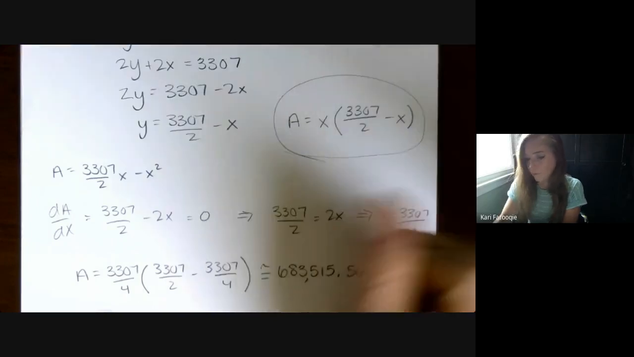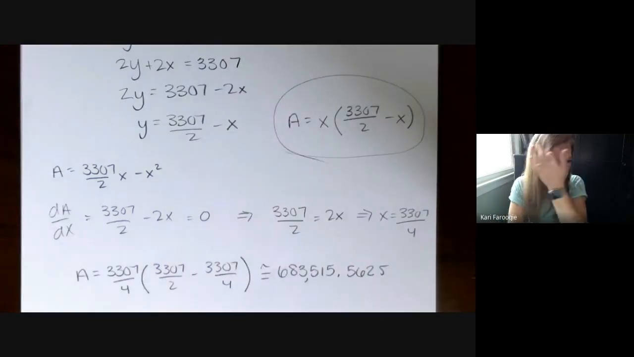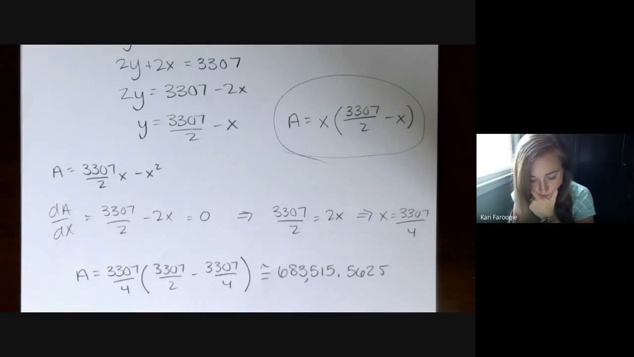Oh, it does say to round to 4 decimal places. Okay, well, that's what my calculator gave me. So I don't know if there are more decimal places. It's possible that there are. Don't know. That's what my calculator gave me.